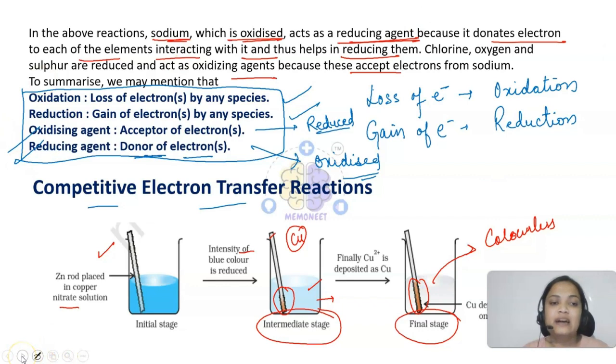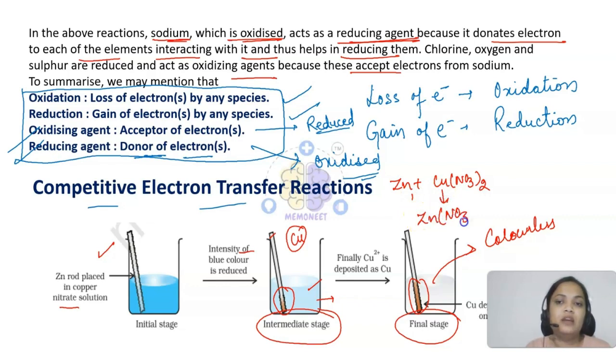Now why is it happening in this particular reaction? I can say that we have taken zinc and we have taken copper nitrate. So zinc is going to displace copper from copper nitrate, and we will be getting zinc nitrate, and we will be getting copper metal, and this copper is getting deposited over the zinc rod.